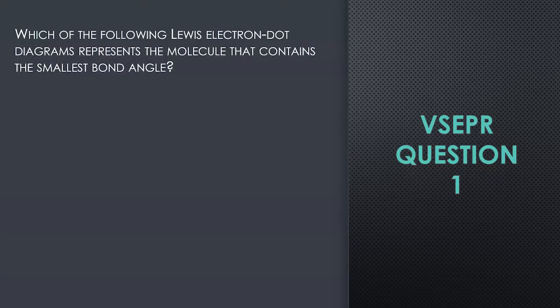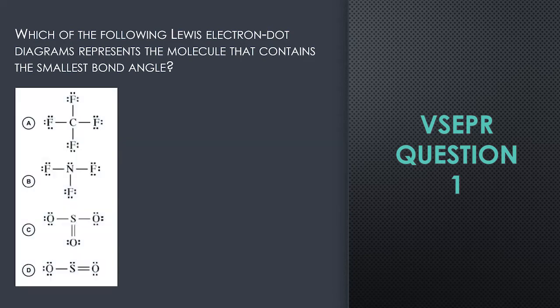So the first VSEPR question is, which of the following Lewis electron dot diagrams represents the molecule that contains the smallest bond angle? As we know, the VSEPR includes the bond angle in its table. So there are the choices A, B, C, and D. In this question, you should be confused between A and B, as both of them have four domains, while C and D have three domains. So definitely A and B will have smaller bond angles than C and D.